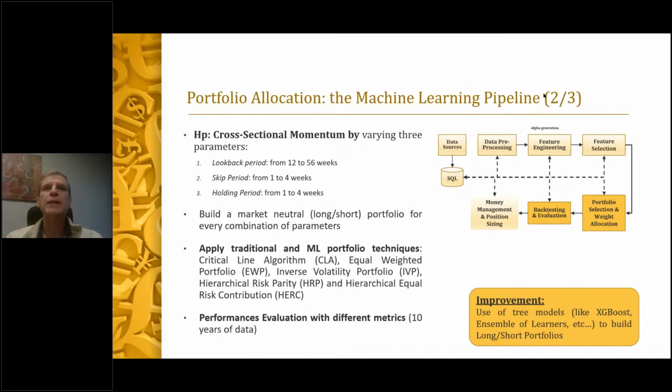For the first one, I decided to apply cross-sectional momentum. That's just an idea. You can use, as I told you before, whichever technique. Just write a class and you can put it in this pipeline. I used cross-sectional momentum, which is based on the relative strength between assets, for choosing the assets. Then, during the weight allocation phase, I used traditional techniques like the critical line algorithm, the inverse volatility portfolio, the equal weighted portfolio. And as for machine learning models, I used hierarchical risk parity and hierarchical equal risk contribution.